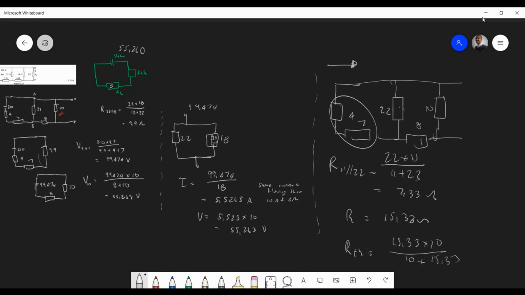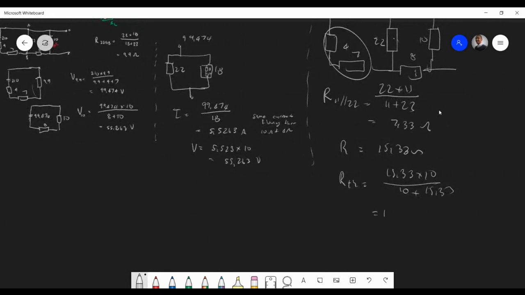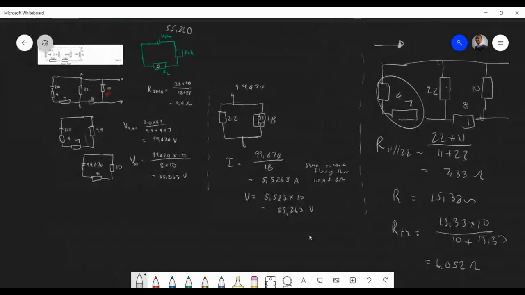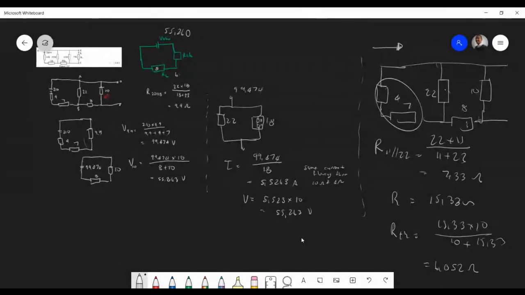I hope this is right. I also multiplied by 10 there. And we should get 6.052 ohms.